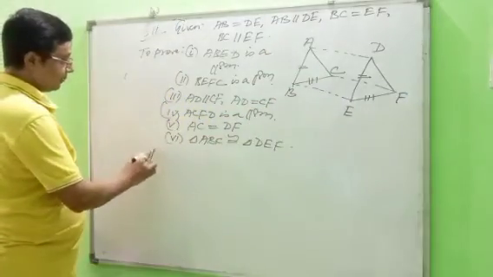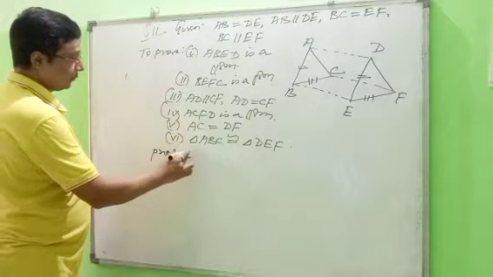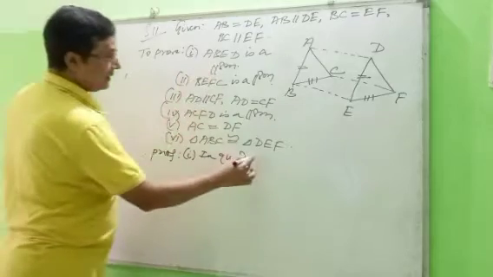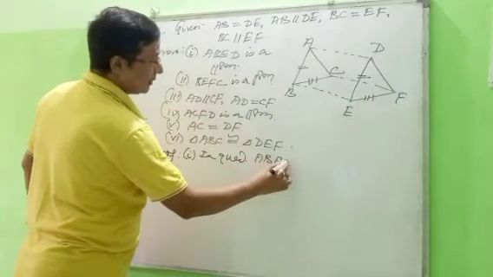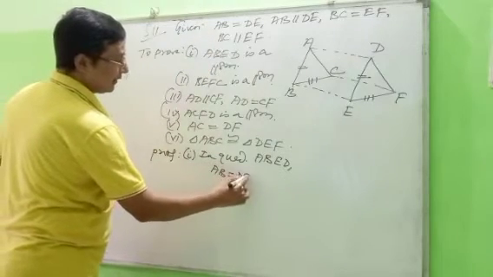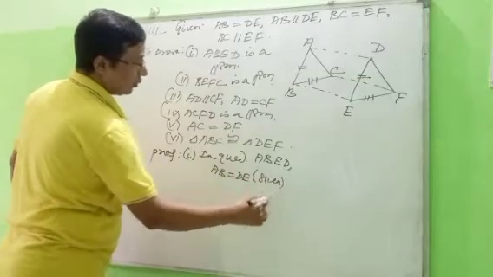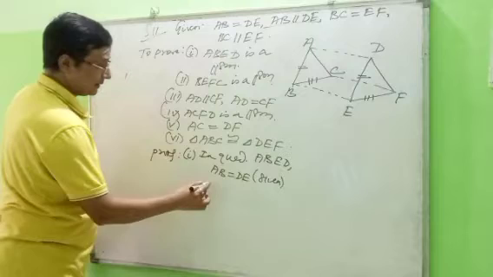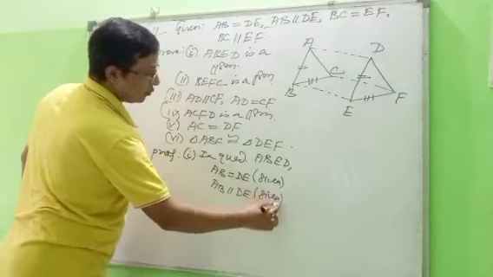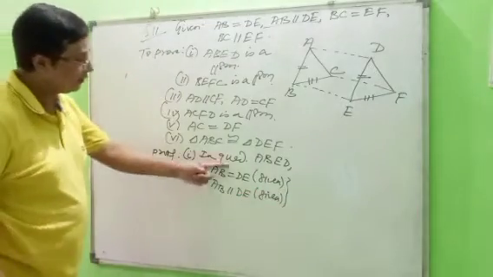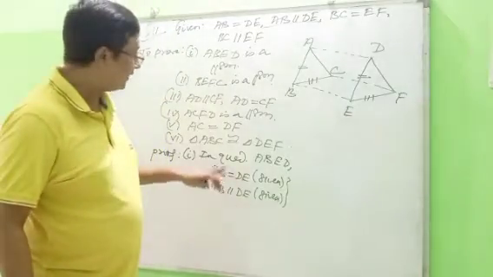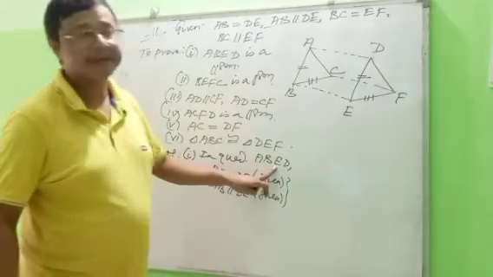So now here, proof 1. In quadrilateral ABED, you have got that AB equals DE. It is given. Also it is given that AB is parallel to DE. So this is also given. So you have seen from these two that a single pair of opposite sides is equal as well as parallel. That is why the given quadrilateral ABED is a parallelogram.